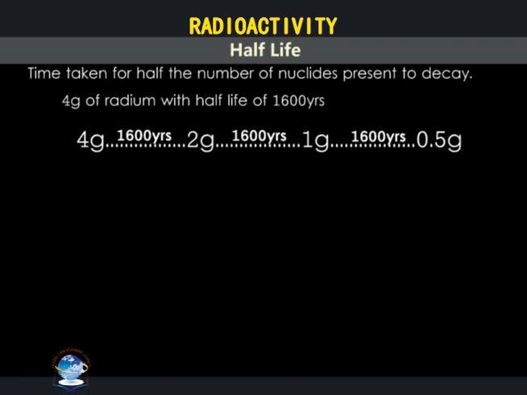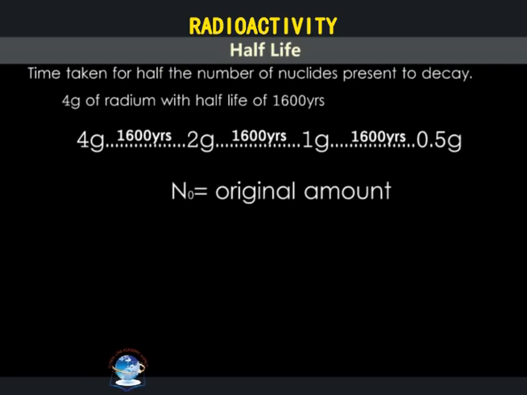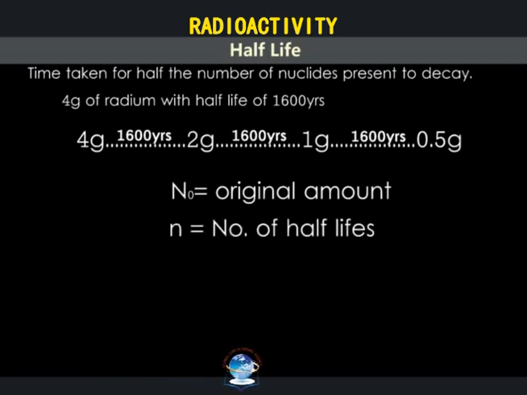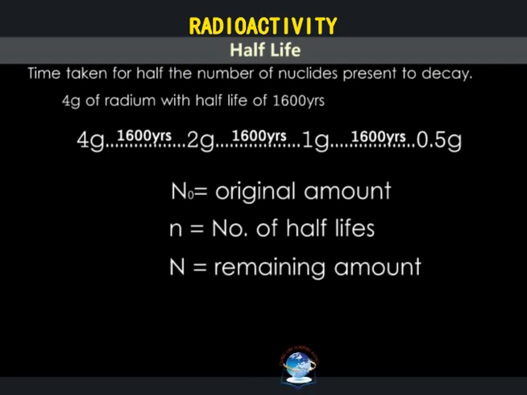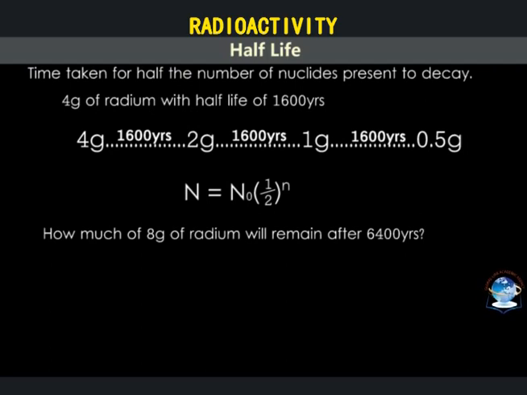Mathematically, if N0 is the original amount of a sample, n the number of half-lives, then the remaining amount N is given by N is equal to N0 times a half raised to n. For example, if we have 8 grams of radium whose half-life is 1,600 years, how much will be remaining after 6,400 years?